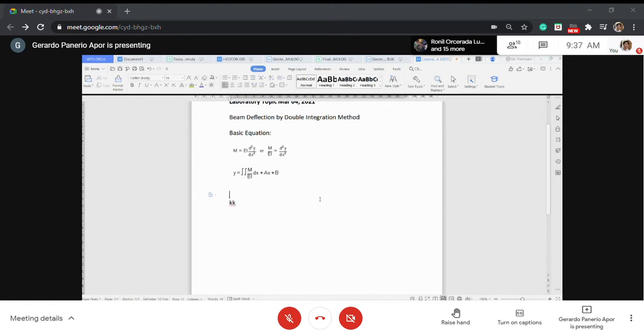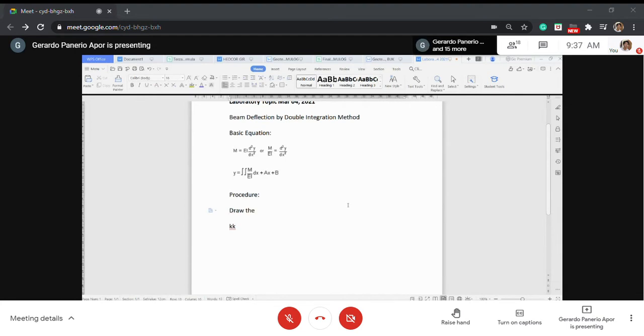Okay. So actually, this is very easy to use. I consider this as one of the methods in determining deflection of beam. You can particularly determine the deflection at any point within the beam. So what you will do here is a procedure. We'll make this into a procedure.